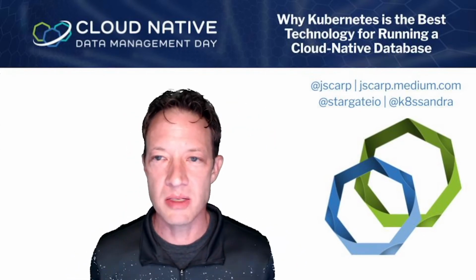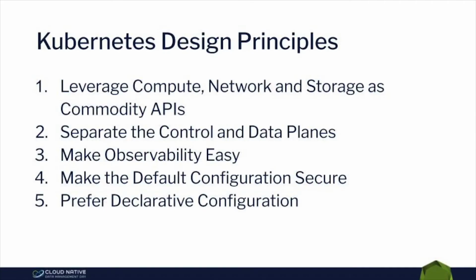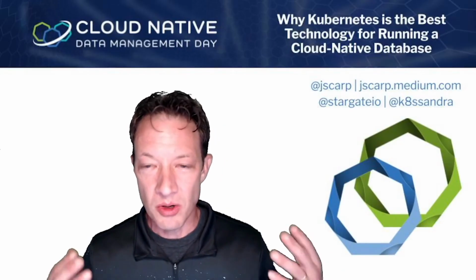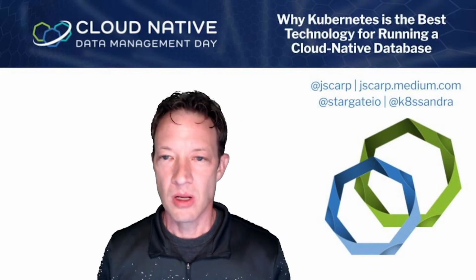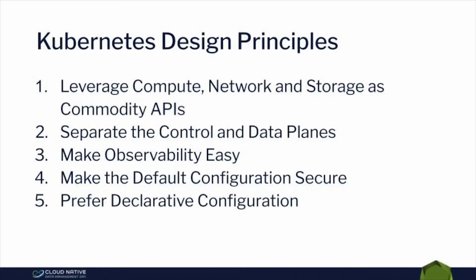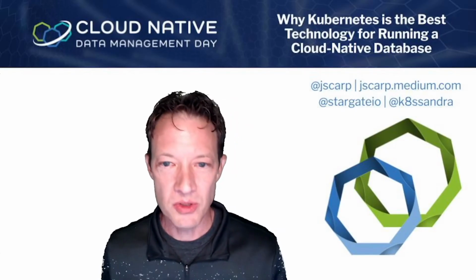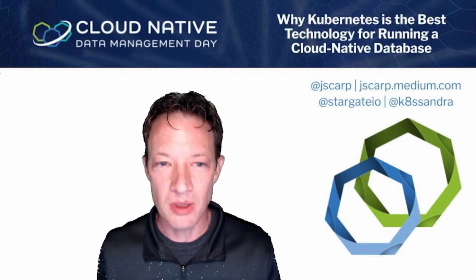So just to summarize, here are the design principles that we can learn from Kubernetes that we should really be applying to our databases, data infrastructure, and stateful workloads on Kubernetes. Leverage compute, network, and storage as commodity APIs. Separate the control and data planes. Make observability easy. Make the default configuration secure. And prefer declarative configuration, again, by providing operators and controllers or by using them.